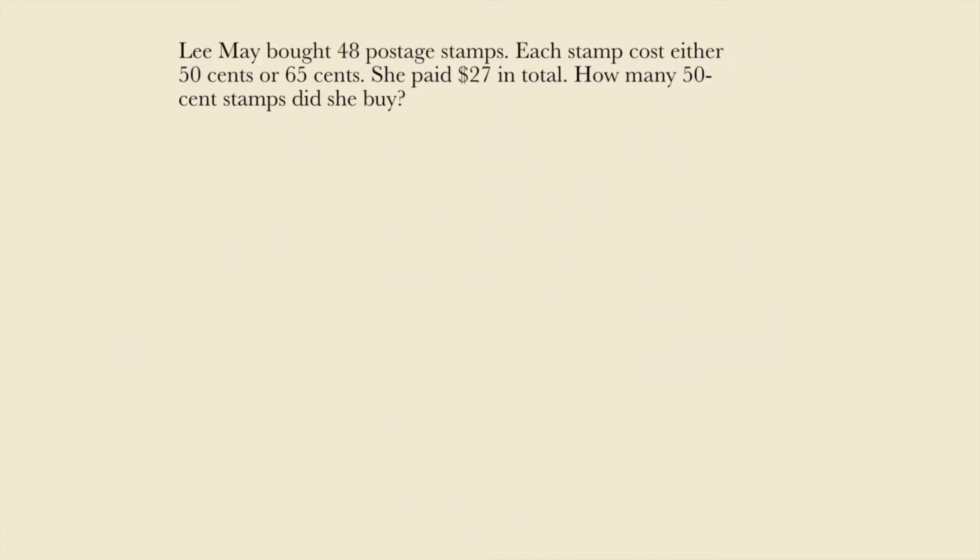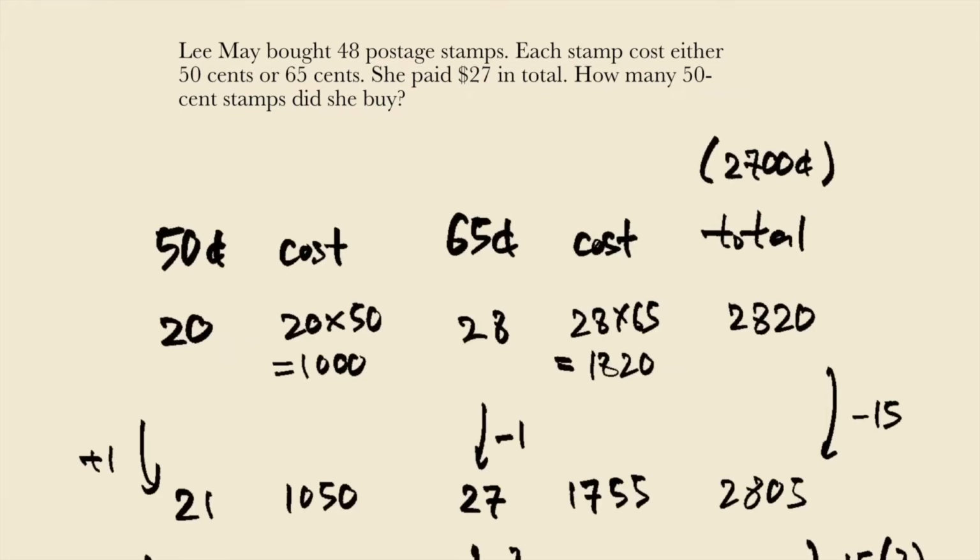Li Mei bought 48 postage stamps. Each stamp costs either 50 cents or 65 cents. Oh dear, we've got cents and dollars. So convert this to dollars. All right. So first thing I do is to write this down, 50 cents, 65 cents, a total of 48. So I'm going to guess 20 and 28. So list this down, 2,700 cents here.